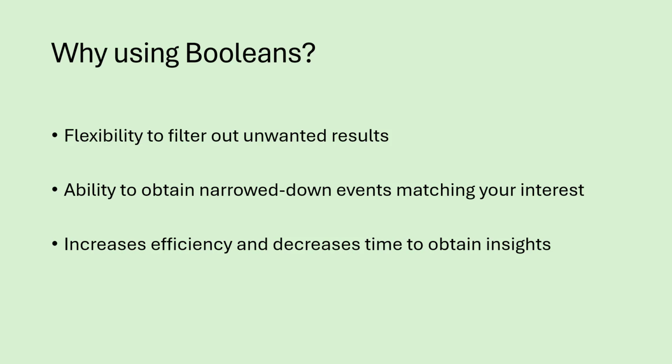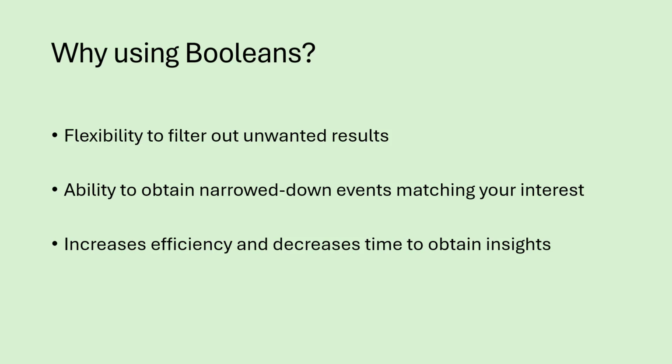So what do they do for us? Well, they give us the flexibility to filter out unwanted results. I guess this would be the key highlight. And associated to that, it'll give us the ability to obtain narrowed down events that really match our interests, what we're looking for. And by doing all of that, what you get as a result is an increase in efficiency and a decrease in the time that it takes to obtain results or insights that you're looking for.